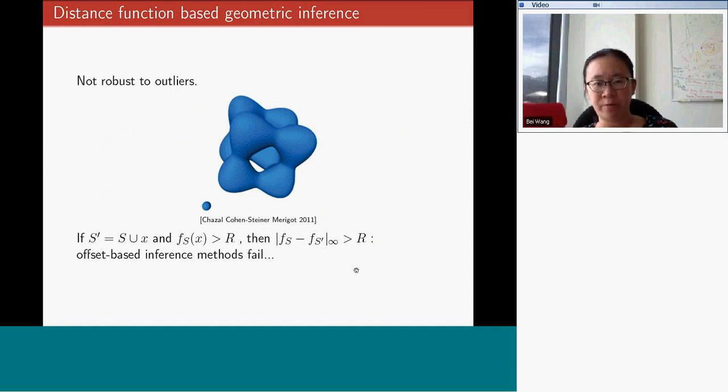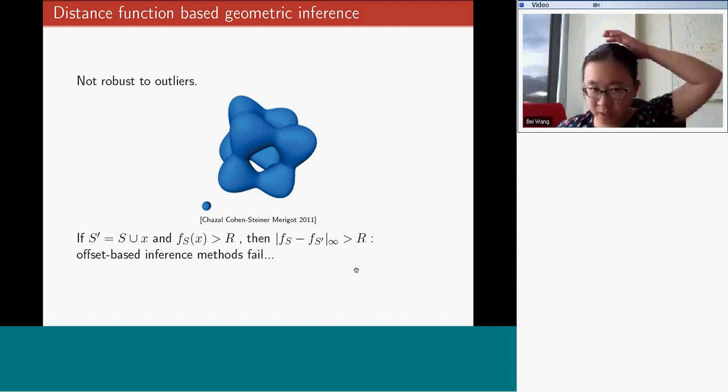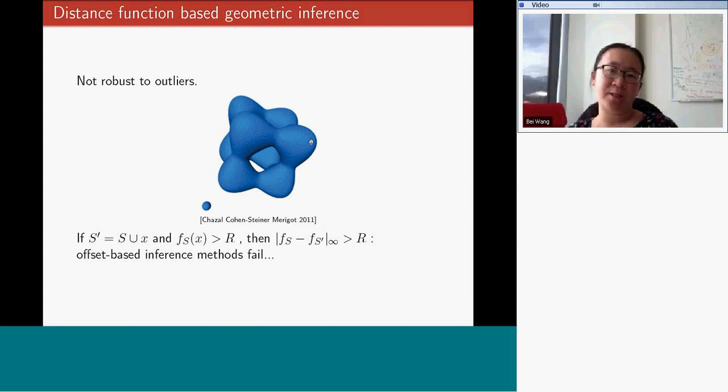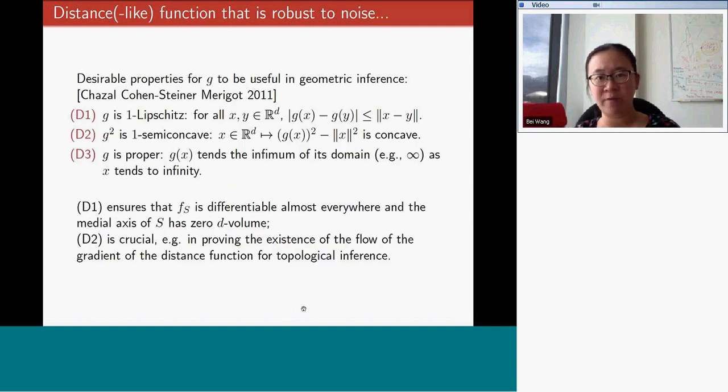Okay. This is another example that came from the original discussion about the distance to a measure. Typical distance function based geometric inference is not very robust to outliers, which means that in this particular example, if my object consists of a large, nice object plus an extra point some distance away, the distance-based inference method may fail, because the distance to this big object versus the distance to the entire object can be very far apart. So there is not much stability with respect to those distance functions. Another solution, proposed by Chazal in 2011, is to consider a distance-like function, specifically designed so that it's robust to noise.